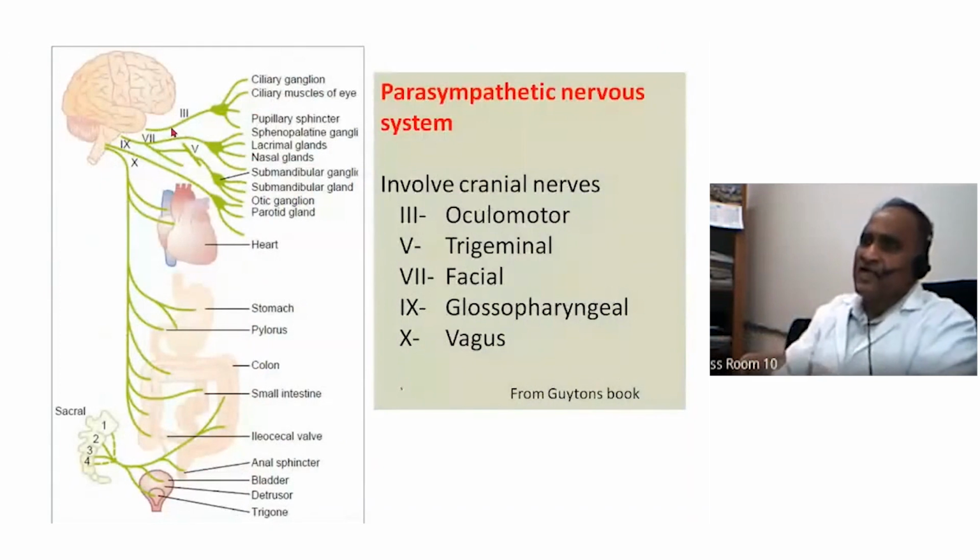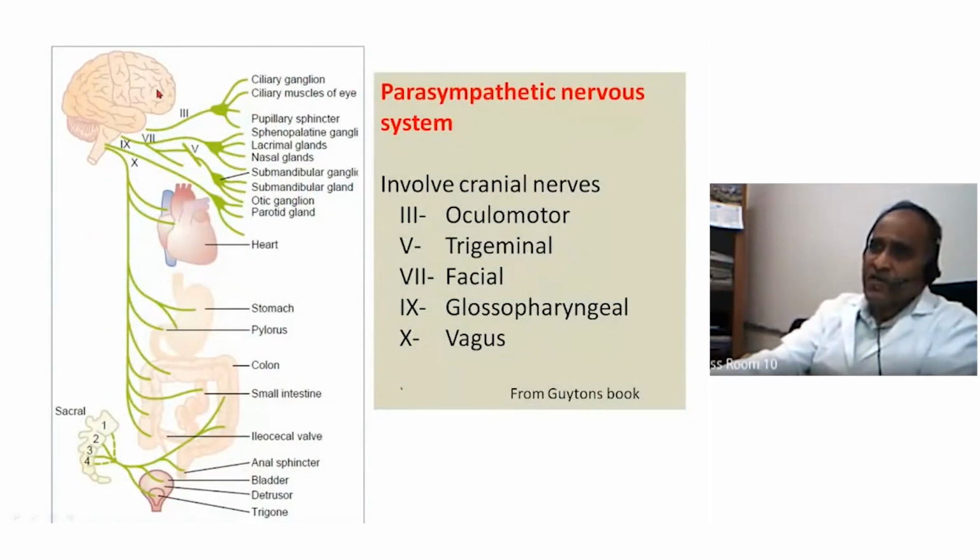Now coming back to the parasympathetic system. We have the third cranial nerve, the ciliary ganglion, ciliary muscles of the eye, the sphincter pupillae, and the sphenopalatine ganglion. These are the things which the third cranial nerve will supply. That means activation of the third cranial nerve produces constriction of the pupil. Activation of the sympathetic system produces a dilatation.